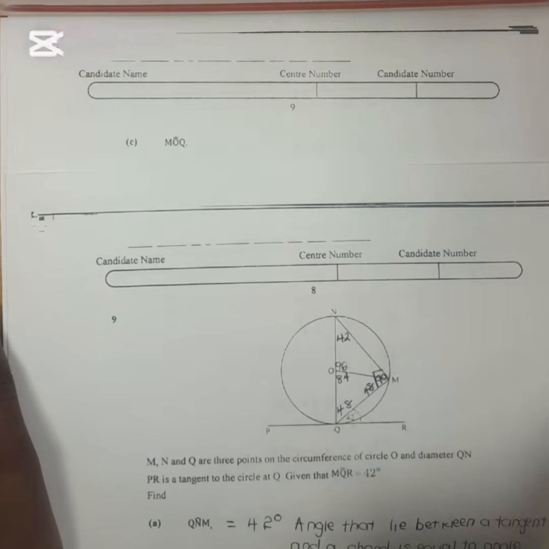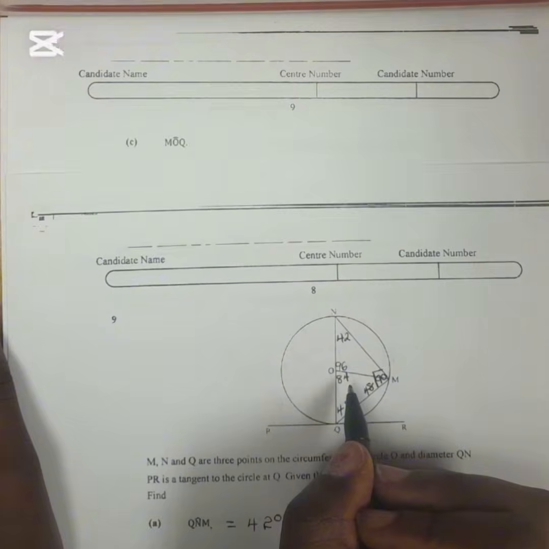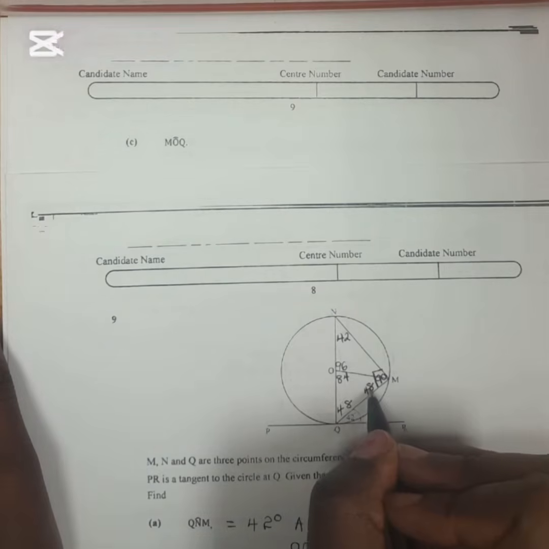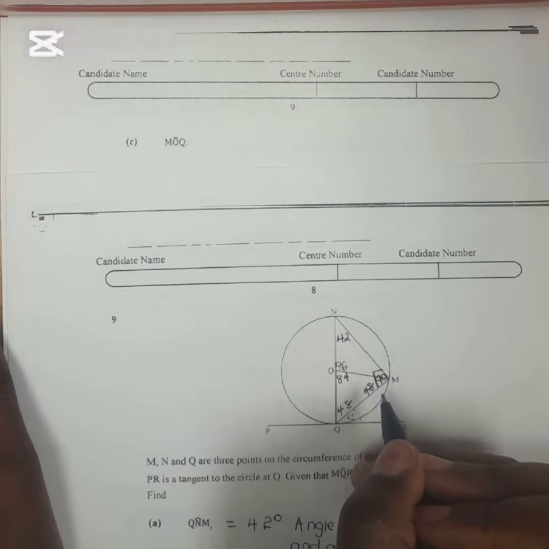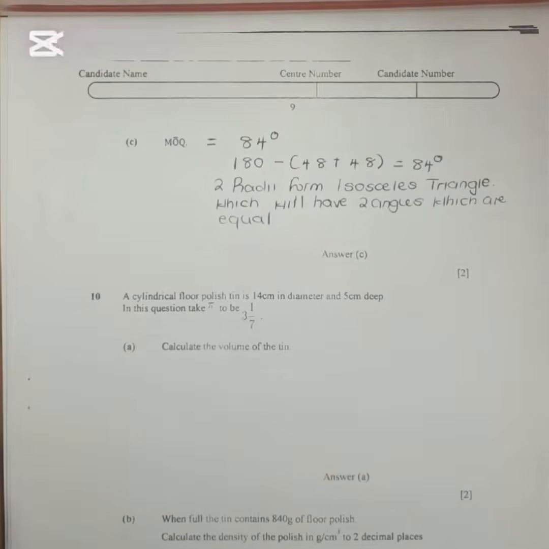Next, we are supposed to find MOQ. MOQ, we obtained this 84 degrees because we said the radii are going to form an isosceles triangle. So here 48, 48, and we deduct from 180 in order to get our final answer, 84 degrees. So the theorem is two radii are going to form an isosceles triangle, in which we have two angles which are equal.